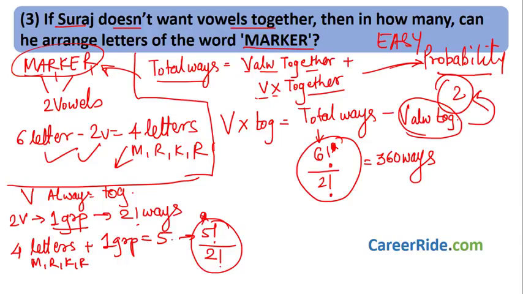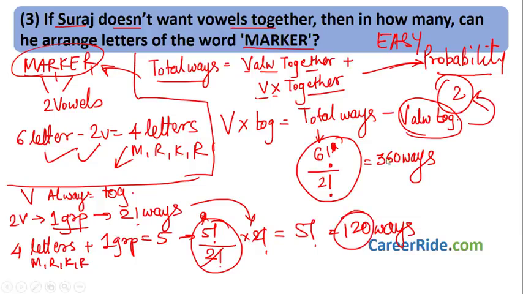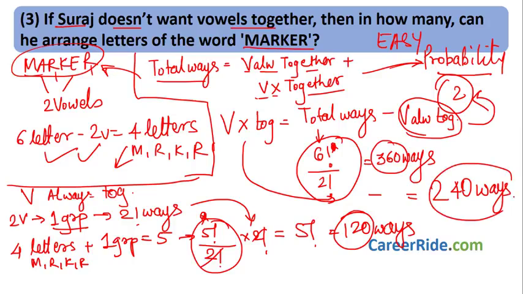Plus in the group we can arrange it in 2 factorial ways, we have already seen. So the total number of ways is 5 factorial, right? 5 factorial is nothing but 120 ways. So the ways in which vowels are always together is 120. Total ways is 360. So the answer would be 360 minus 120, that would be 240 ways. So in 240 ways we can arrange the letters of the word MARKER so that the vowels are never together, right?